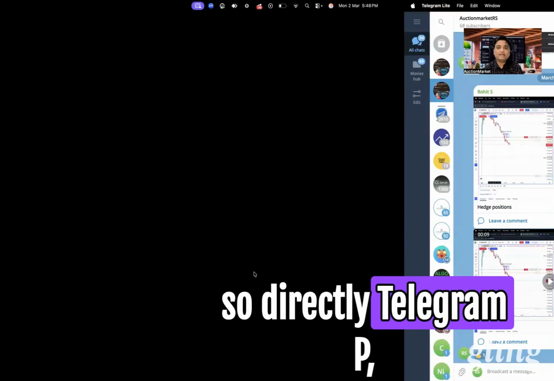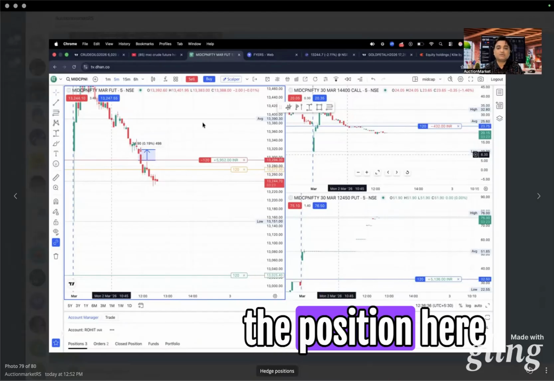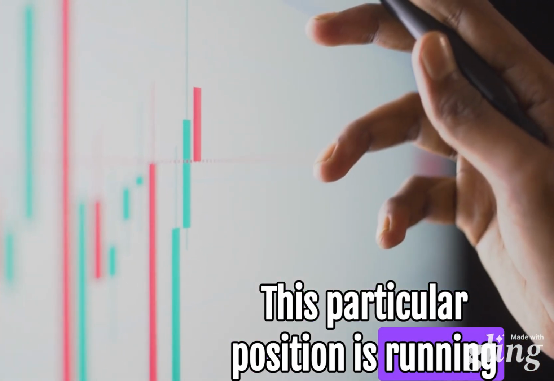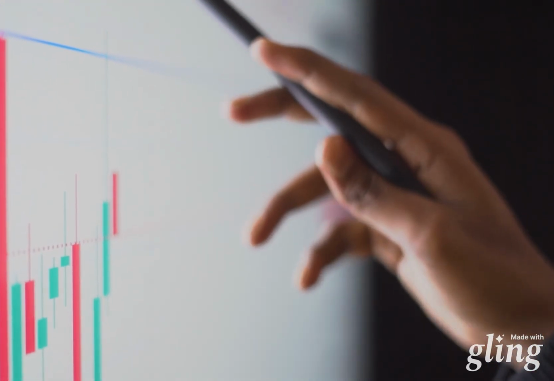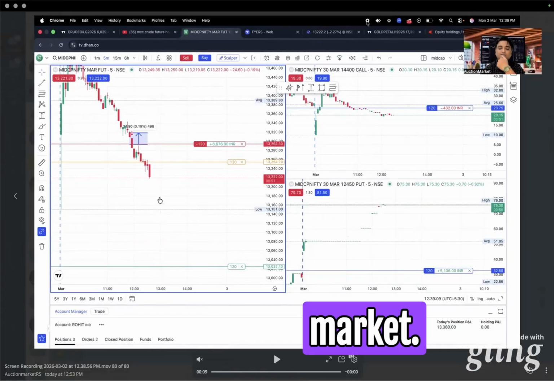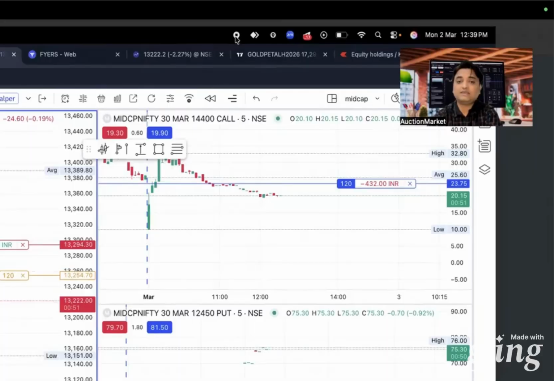Okay, so directly on Telegram. This is my hedge position. The position here, and I went short. You can look over here. This particular position is running here. So the total PNL is around 13,800. So why did I book profit at the bottom here only? I'll just show you the reason behind booking the profit.